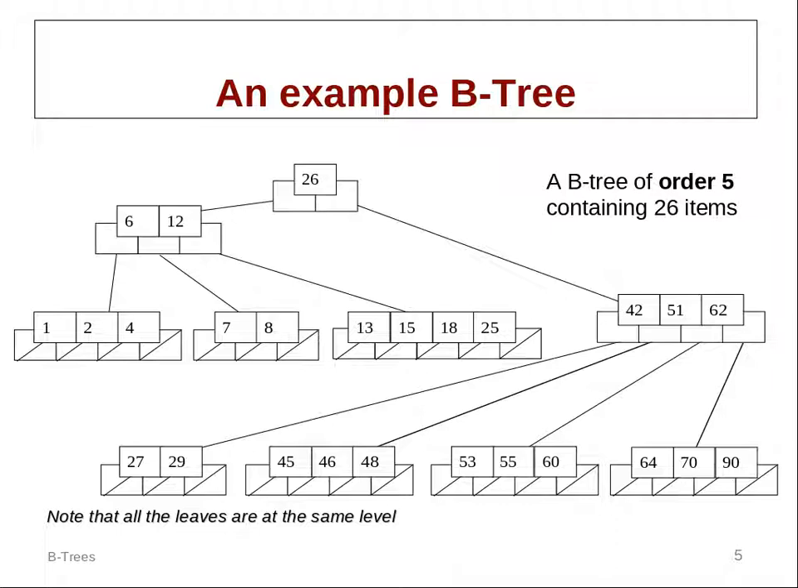All right, hey, look, an example. What's wrong with this one? It's great. You have 26. Everything to the left is less than it. Everything to the right is greater. You're 12. You have between 6 and 12. Between the 6 and the 12, you have the 7 and 8. Why does this one have 4?